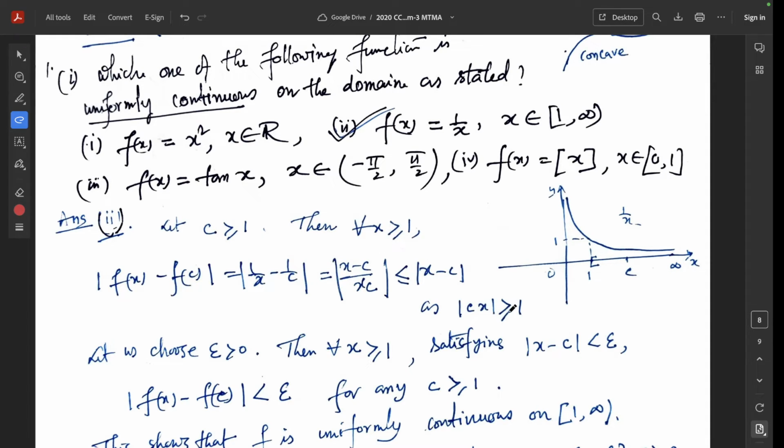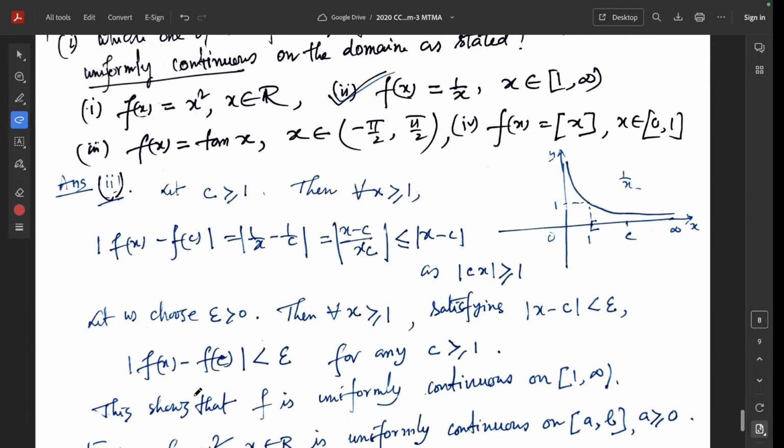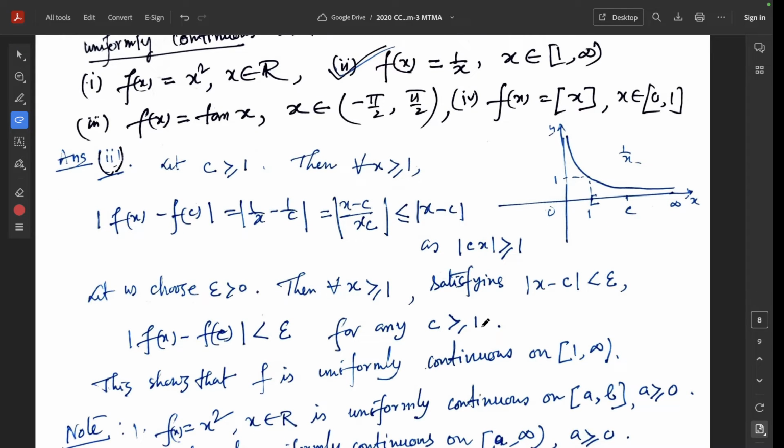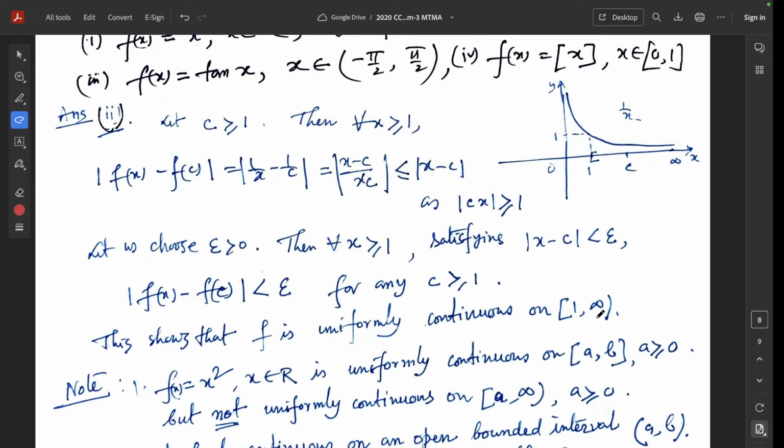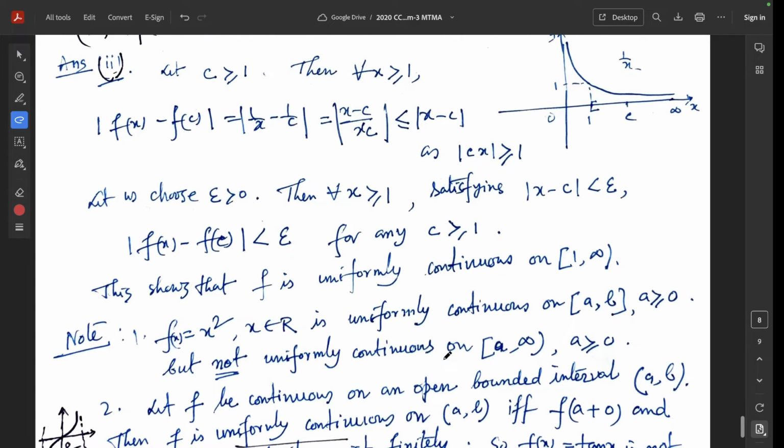So |cx| ≥ 1, so |f(x) − f(c)| ≤ |x − c|. Let us choose epsilon greater than 0. Then for all x ≥ 1 satisfying |x − c| < epsilon, |f(x) − f(c)| is less than epsilon for any c ≥ 1. c is any point. This shows that f is uniformly continuous on the closed interval 1 to infinity.